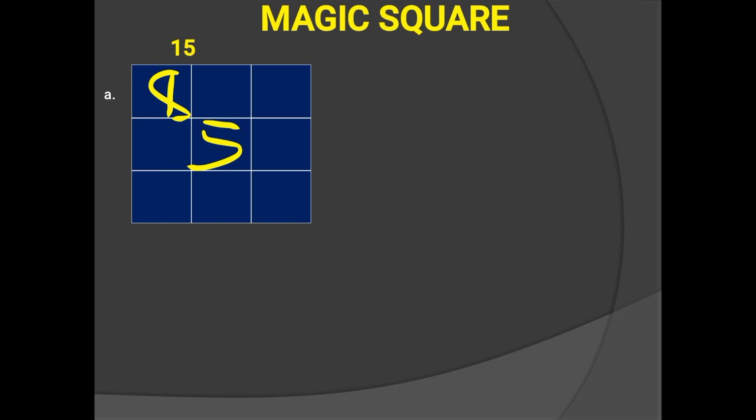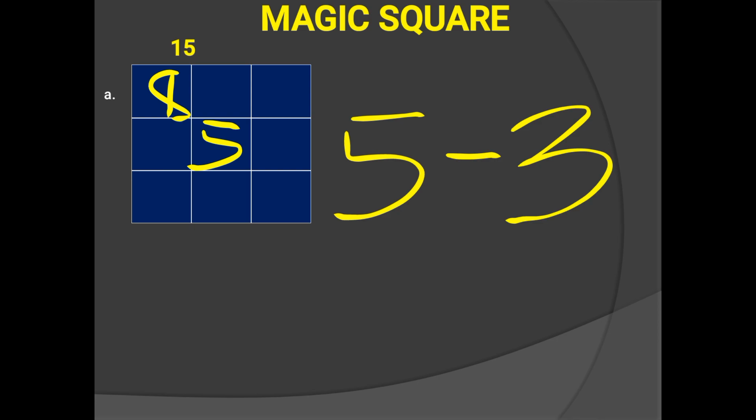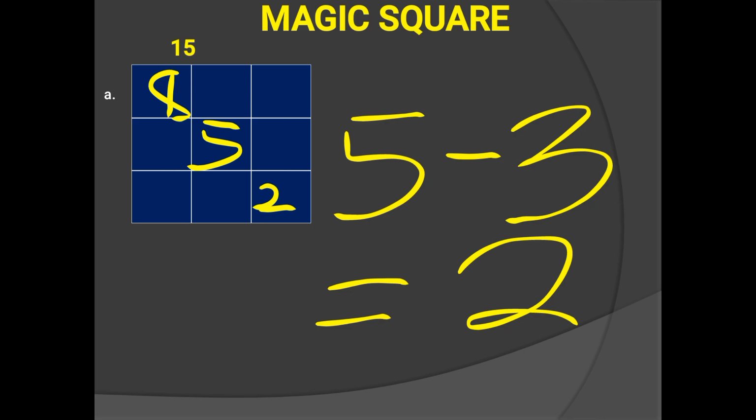Now, still the middle number. What did we do to get the 8? We added 3 to the middle number, which is the 5. So now we subtract 3 from it. We add, we subtract. When I subtract 3 from 5, what do I get? 2. So I write the 2 over here. This time, the 2 can only be written here. Why? Because we want to complete this diagonal. You get it? Good.